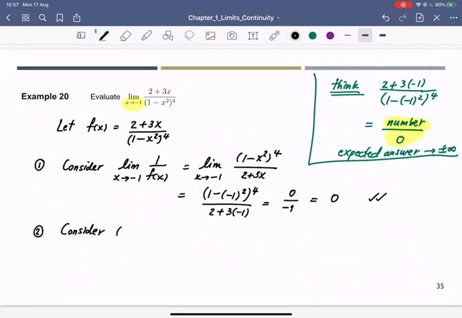First of all, let's consider 1 minus x squared, to the fourth power. This is always positive, right? No matter what, something raised to the fourth power is always positive. And then 2 plus 3x is less than 0 when x is close to negative 1. Let's say the value is close to negative 1.